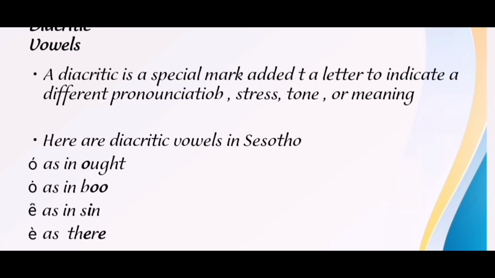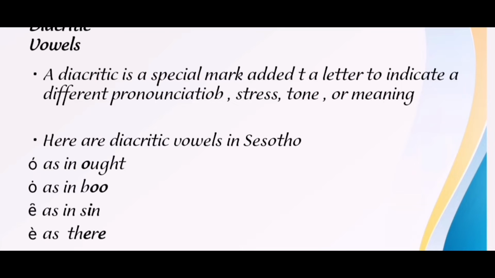So the first O has more of a slanted sign on top of it, and that O makes a sound as in ot. And then we've got another O which has a flat line on top of it, and this O makes the sound boo. So instead of O, it's oo. So the first O is going to be O, the second one is going to be oo.